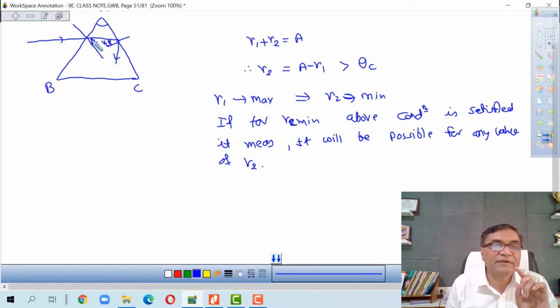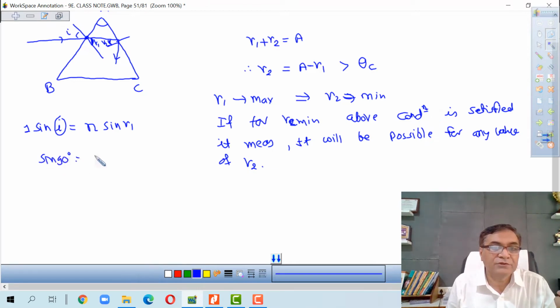R1 is maximum. So R1 maximum क्या बना? If you use Snell, so here we know this is I angle of incident. So we can write 1 sin I is equal to n sin r1. And maximum possible value of I is nearly 90. So sin 90 is equal to n sin r1. And therefore sin r1 is equal to 1 upon n. And 1 upon n, we know that r1 is equal to theta c.